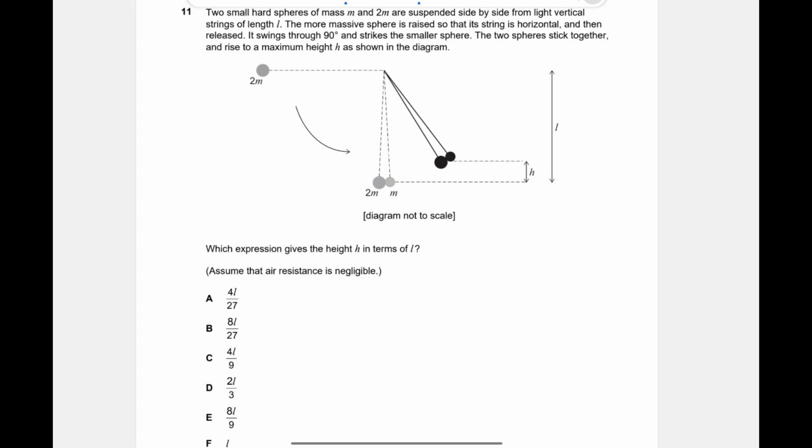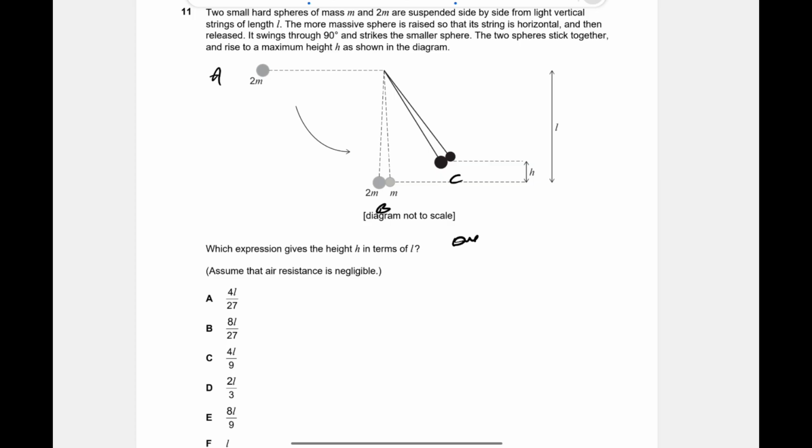So the general idea here is, we can conserve energy between here and here to find out the velocity that this 2m ball will hit the other with. Then over here, to figure out the final velocity of these two, we can conserve momentum, because that's always conserved. And then from just after when they start sticking together to here, we can conserve energy. So we'll do that first. Let's call that event A, then B, and then C.